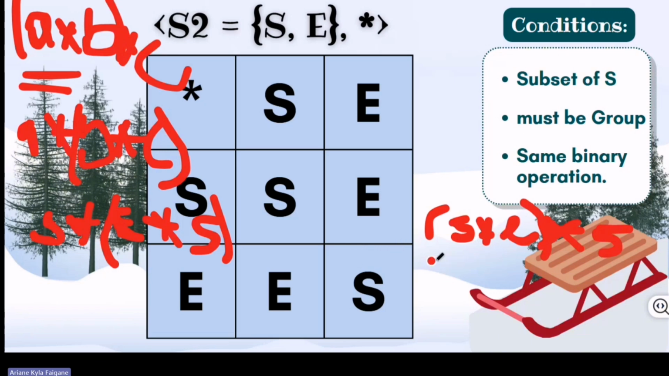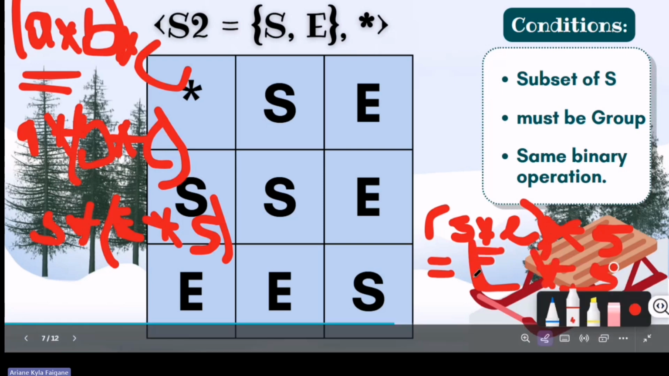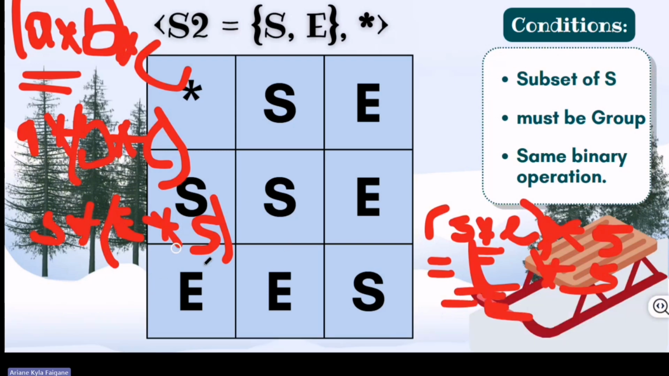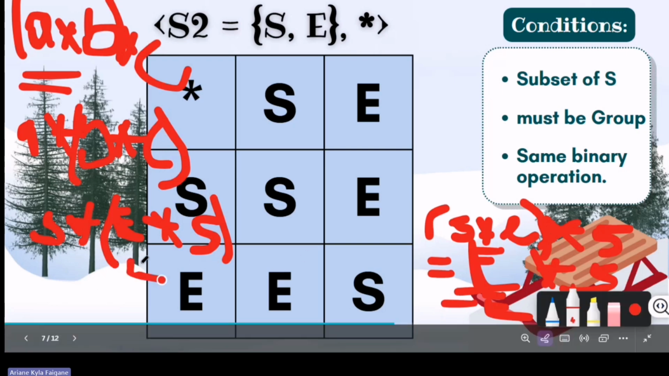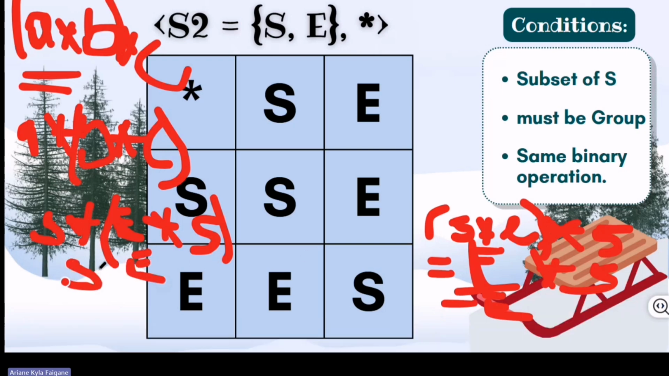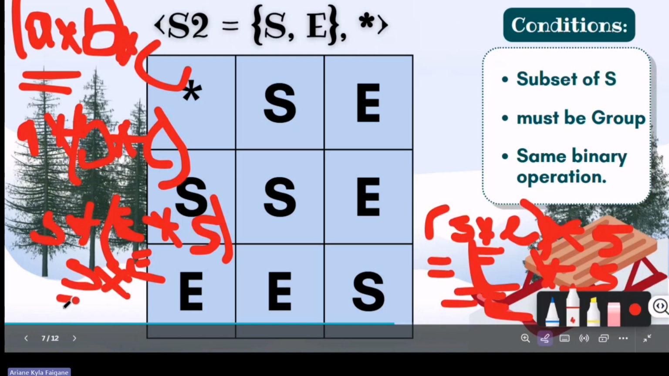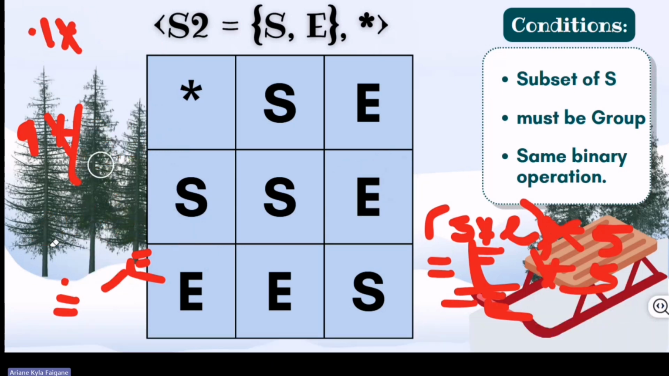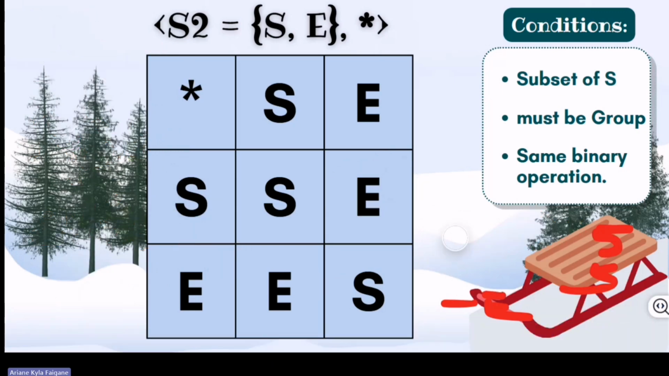So S star E, we need to look at the table. We have S star E is equal to E, and E star S is equal to E. Okay, on the other side, we have E star S is equal to E, and S star E is equal to E. Therefore, it is associative. So we need to know now if it has an identity element.